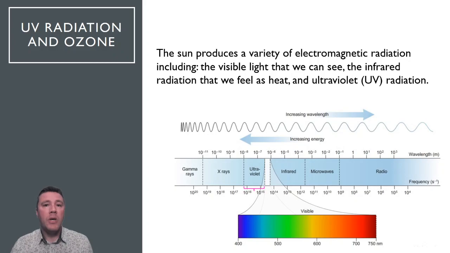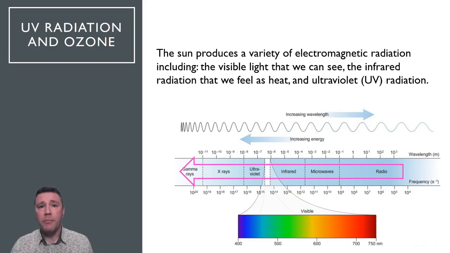In this spectrum, as we move from left to right, through X-rays, then ultraviolet, the colors of the rainbow, infrared and microwave radiation, then radio waves, the increasing wavelength results in decreasing energy. The opposite is true when we go the other direction. Shorter wavelengths result in increasing energy. So what's the connection between UV radiation and ozone?